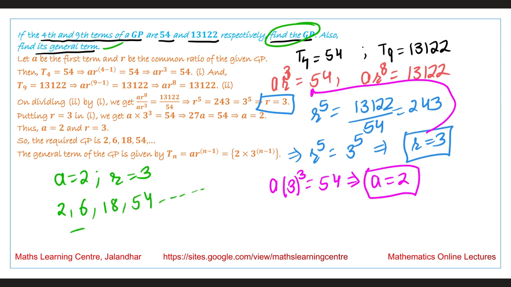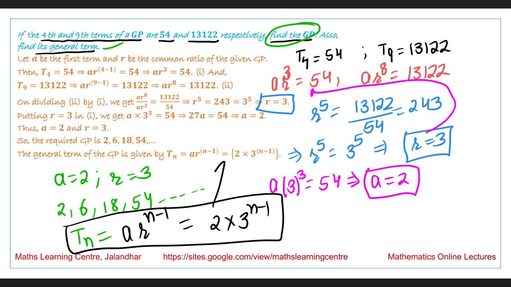And if we have to write the general term Tn, the answer is a r^(n-1). It is 2 into 3^(n-1). So this is the general term of this GP.